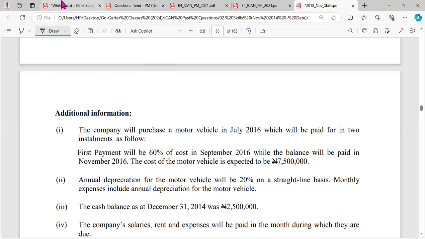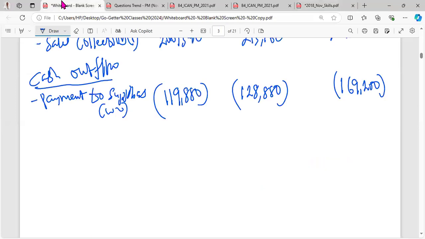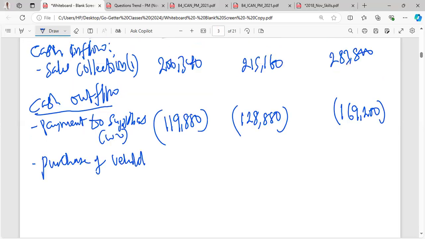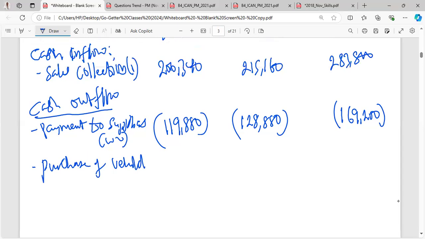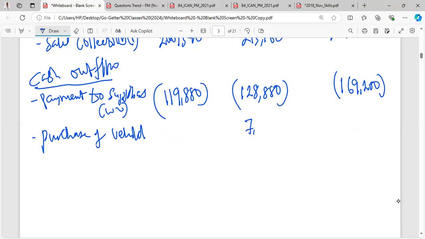So say purchase of vehicle in 2016. That is 2016. 2016 is the middle one. 7,500,000.